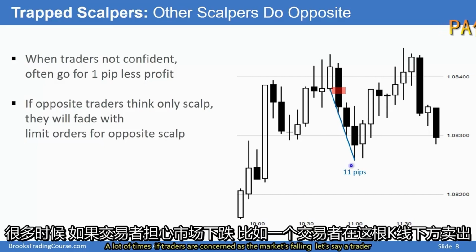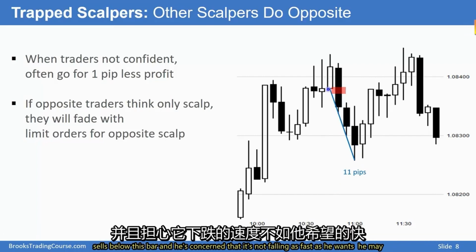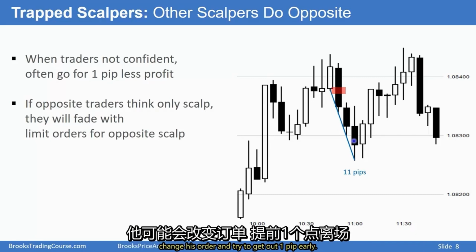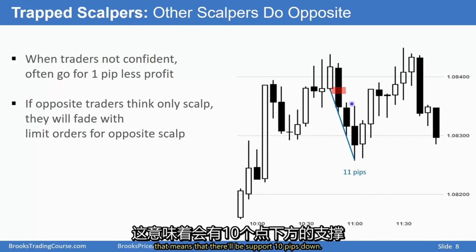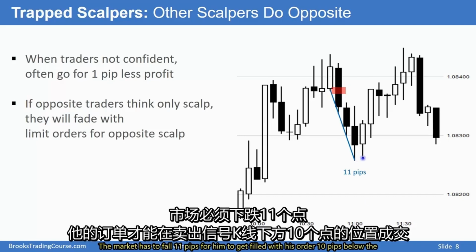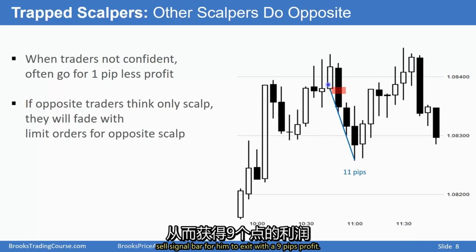A lot of times, if traders are concerned as the market's falling, let's say a trader sells below this bar, and he's concerned that it's not falling as fast as he wants, he may change his order and try to get out 1 pip early. So instead of placing his order to make a 10 pip scalp, he'll try to get 9 pips. And that means that there'll be support 10 pips down. The market has to fall 11 pips for him to get filled with his order 10 pips below the sell signal bar for him to exit with a 9 pips profit.